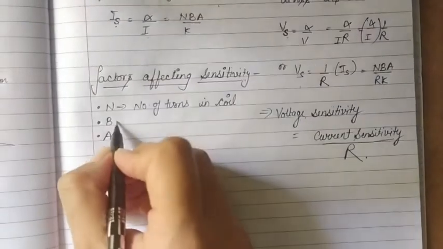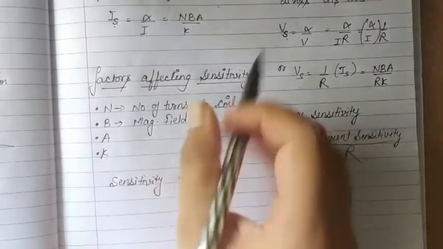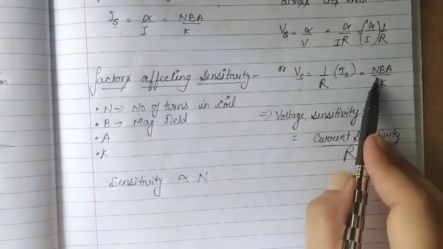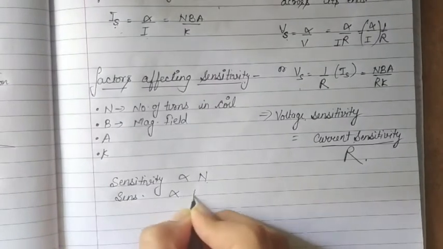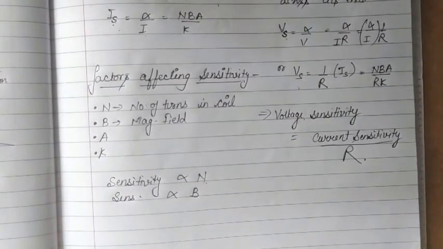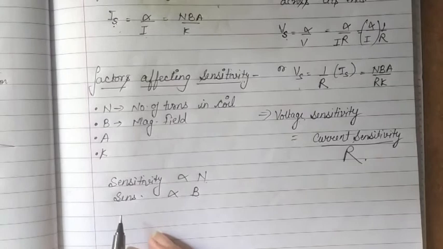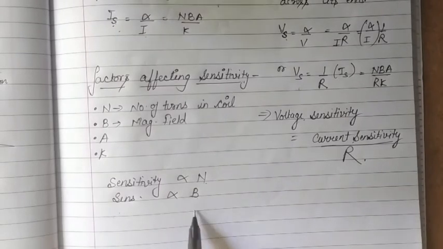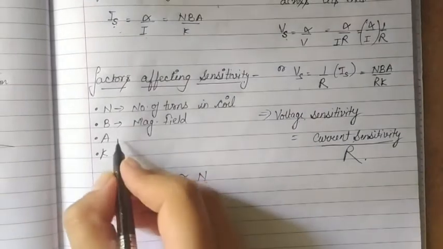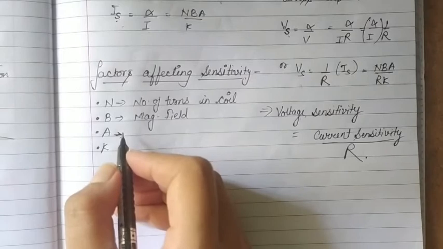The second factor is magnetic field, that is B. Again, if we check the formula, sensitivity is directly proportional to capital B in both cases. So sensitivity is directly proportional to the magnetic field capital B. That means by increasing the magnetic field, sensitivity can also be increased. So we can increase the sensitivity of a moving coil galvanometer by increasing the value of magnetic field.